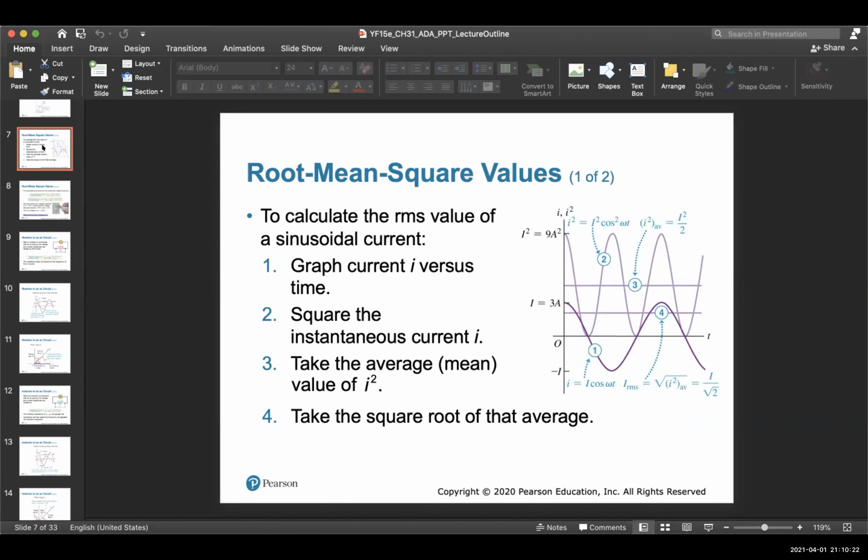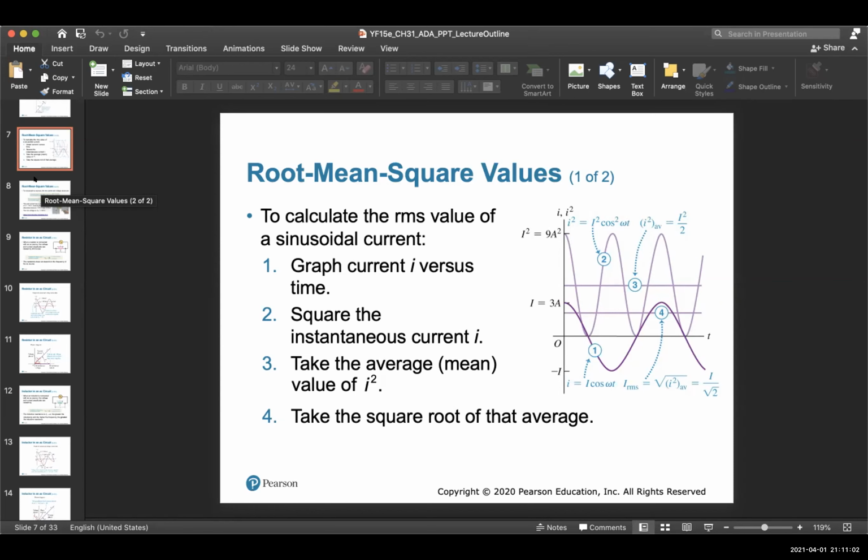What's the average value of a sinusoid? Zero. Asking for the average potential difference across the resistor, we're going to get zero. Asking for the average current, we're going to get zero. Asking for the average power, we're going to get zero. So how do we fix that?